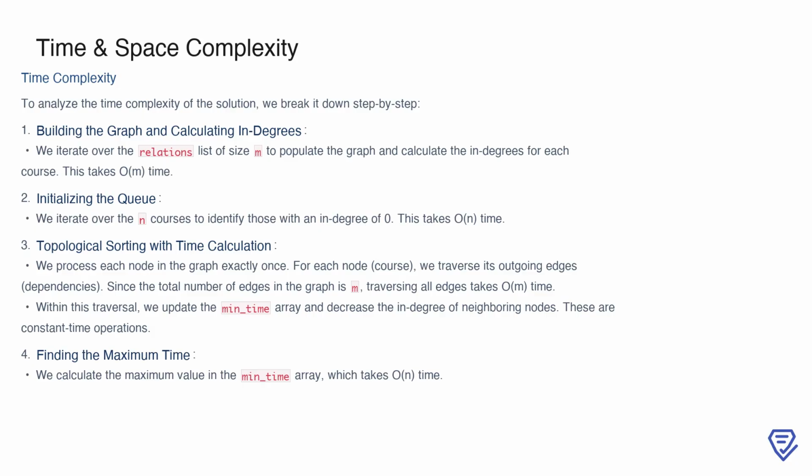Then, we perform topological sorting while calculating the minimum completion times. Here, each course is processed exactly once, and for every course, we traverse its outgoing edges. Since the total number of edges in the graph is m, this traversal takes O(m) time. Additionally, during this traversal, we update the min_time array and decrease the indegree of neighboring nodes, which are constant time operations. Finally, once all courses are processed, we find the maximum value in the min_time array to determine the total time required for all courses, which takes O(n) time.